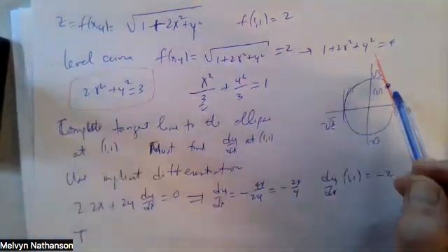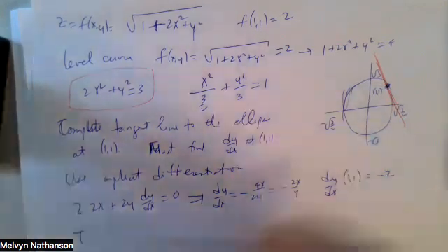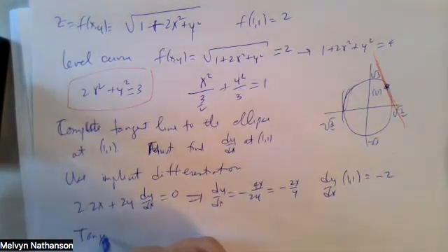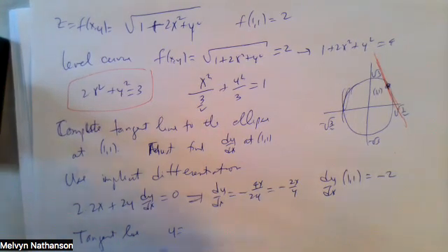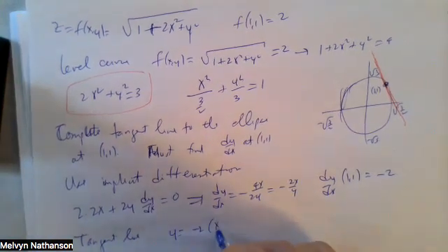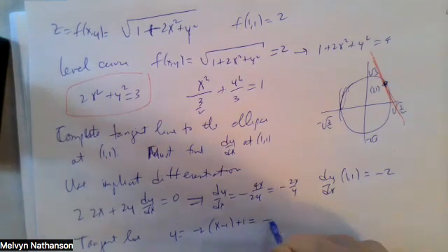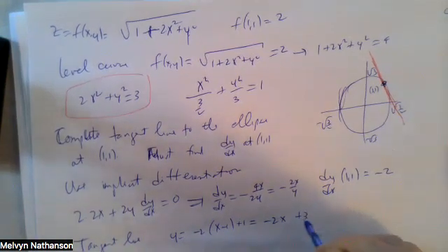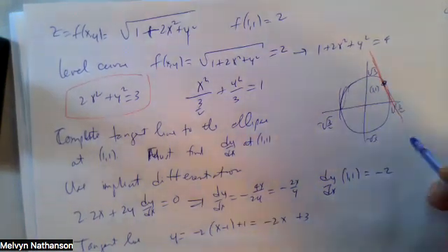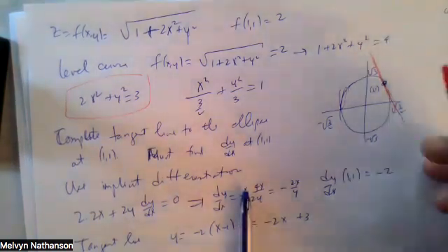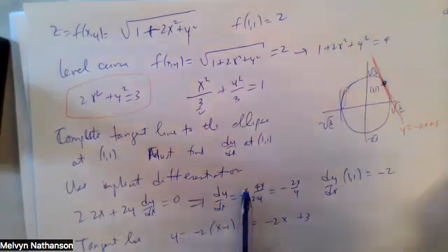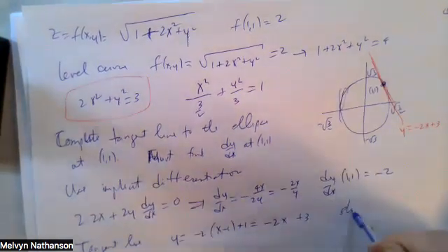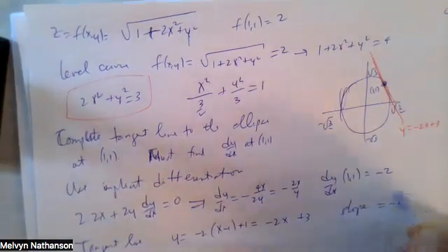So I want the line through the point (1, 1) with slope negative 2. By the point-slope formula, the tangent line is y equals minus 2x minus 1 plus 1, which is minus 2x plus 3. This is the tangent line: y equals minus 2x plus 3. The slope is minus 2.